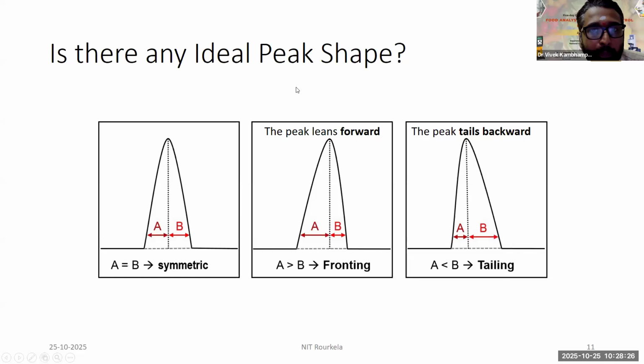Is there any ideal peak shape in the chromatography? Yes? No? Anyone, sir?